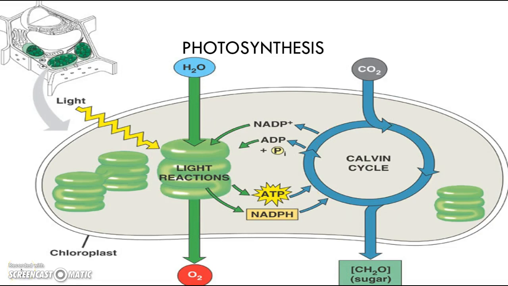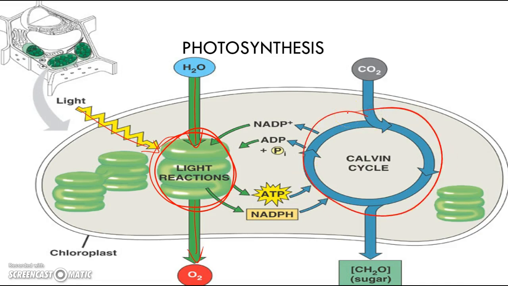So, as you can see here, here's the sunlight pointing to a thylakoid membrane, and H2O, which is water, is being absorbed, and oxygen, O2, is being released from the thylakoid where the light-dependent reaction is taking place. And then here's the light-independent reaction, which takes place in the stroma, where carbon dioxide is needed to make sugar. And that's how photosynthesis works.